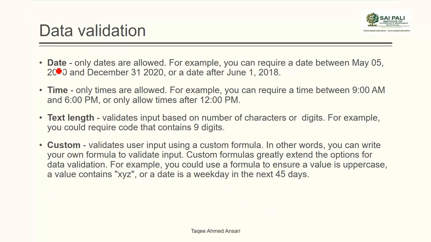Then you have the option for date. So only dates are allowed. For example, you can require the date between May 5 2010 to December 31st 2020, or a date after June 1 2018. Whatever, you can arrange the date and only that date will be allowed, and any other data will not be allowed. You can select time. Only times are allowed. For example, you can require a time between 9 a.m. to 6 p.m. or only allow times after 12 p.m.